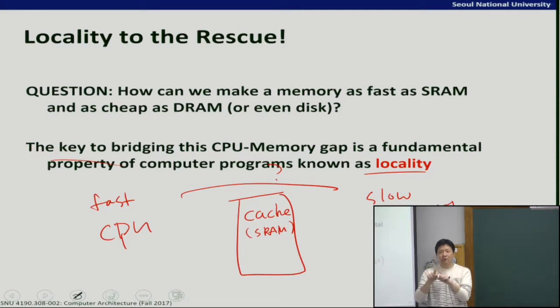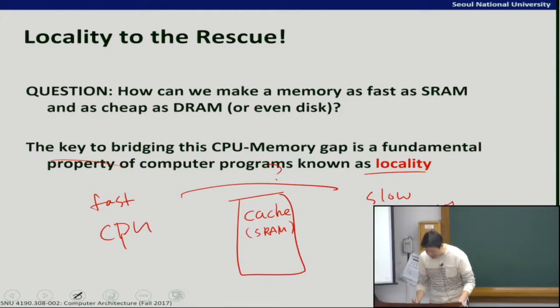A small piece of SRAM between the CPU and DRAM, so that our hope is that most of the memory requests are serviced by SRAM. This is a cache. Only in rare cases do we go directly to the DRAM. It's a slow DRAM. But in most cases, all of our memory requests are serviced by this SRAM cache. That's the goal. Okay. Then how can we make this possible?